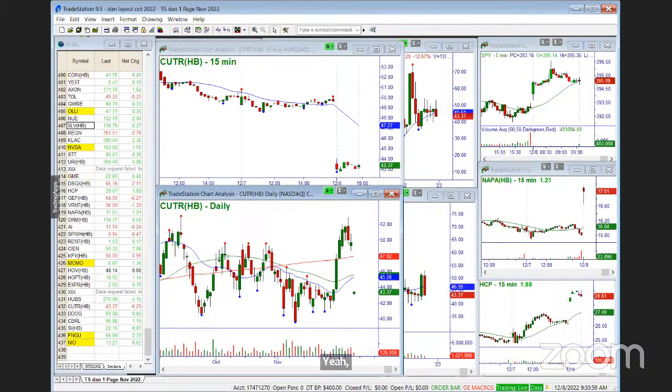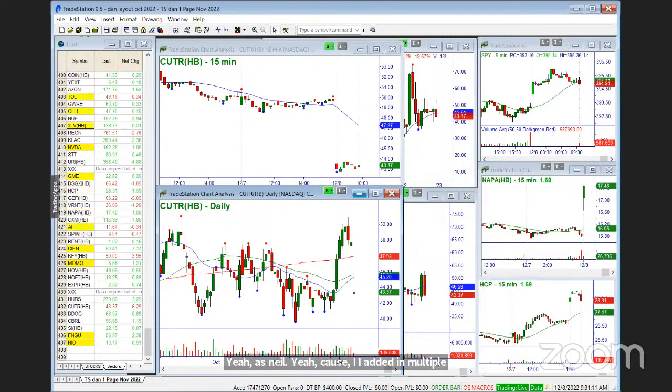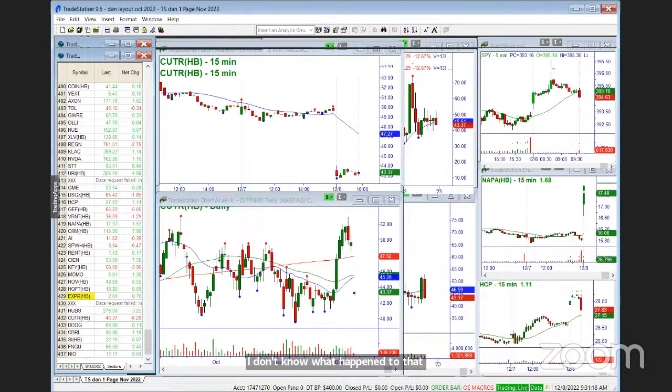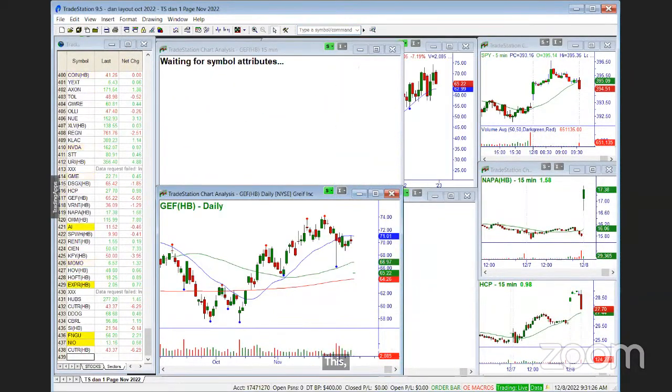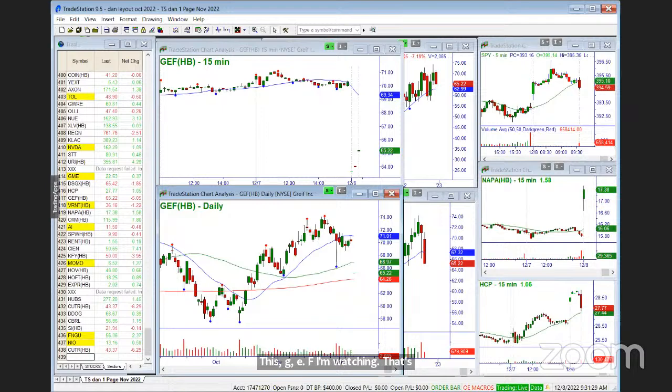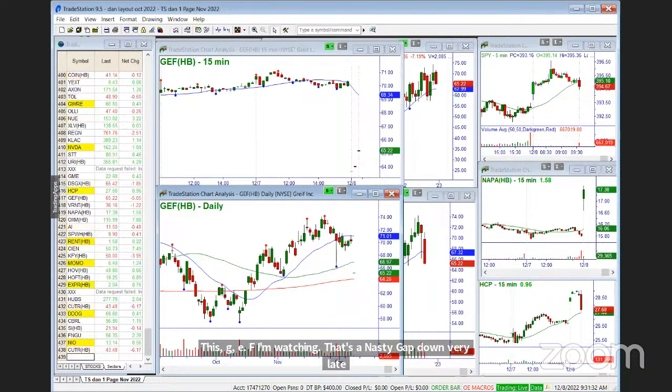Cooter. All right, so that's probably my Sienna. Yeah, it's Neil. Yeah, because I added in multiple accounts. Cooter here is not earnings, but it's sure getting whacked. I don't know what happened to that. So I'll watch that. This GEF I'm watching. That's a nasty gap down. Very light volume right now.